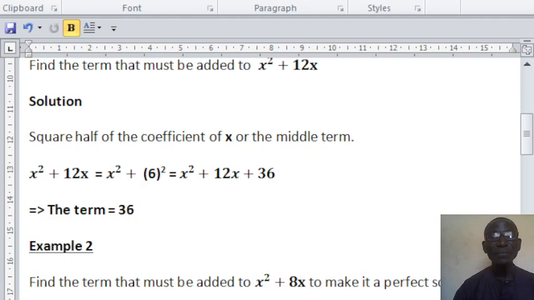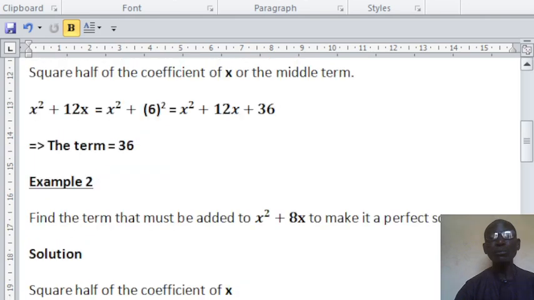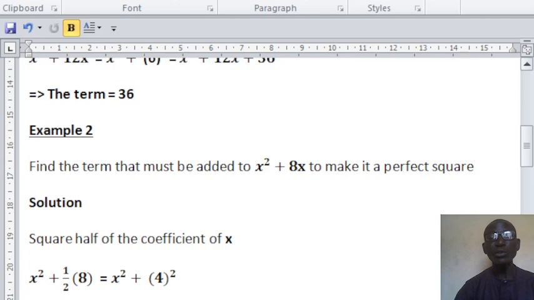Now going further, you see example 2 there. We are asked to find the term that must be added to x squared plus 8x to make it a perfect square. The same way, we just square half of the middle term. You see it here, x squared plus half of the middle term, this will give you x squared plus 4, which is half of this middle term 8. You square it. Whatsoever you arrive at will be the term that must be added to make your expression a perfect square.